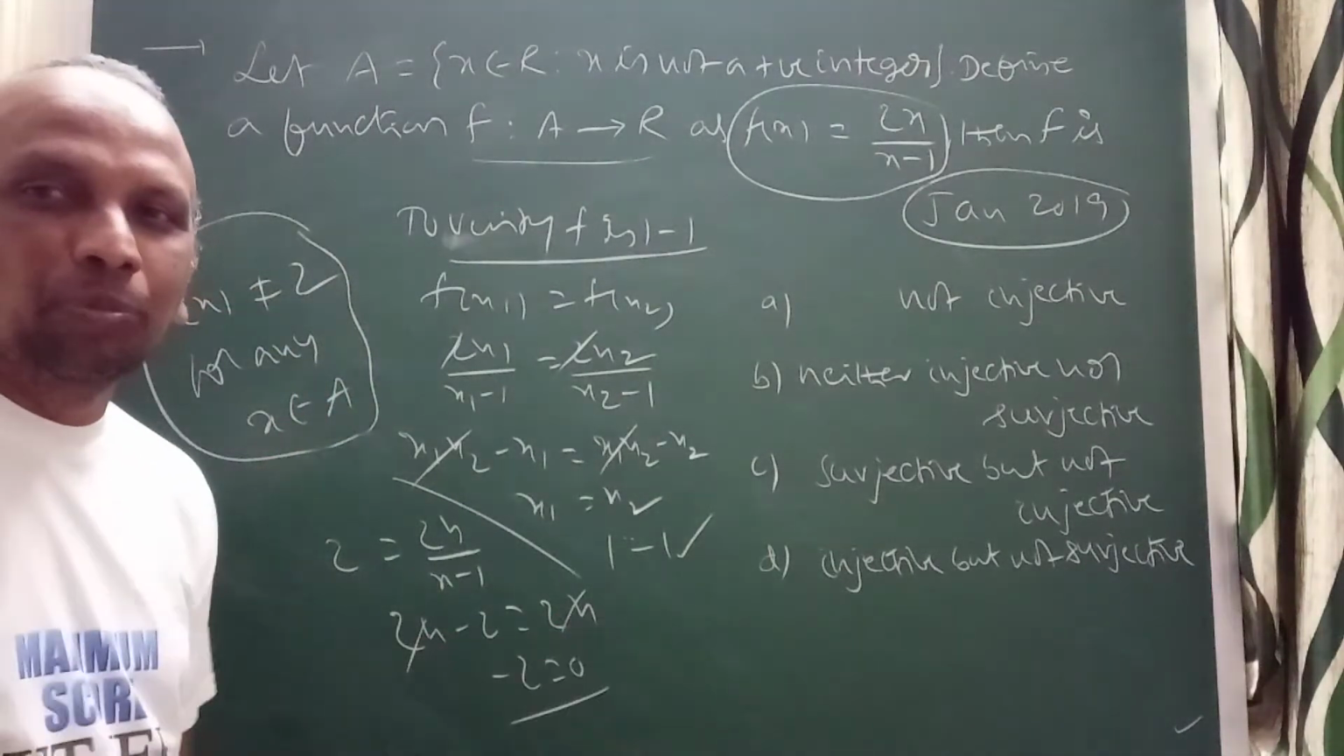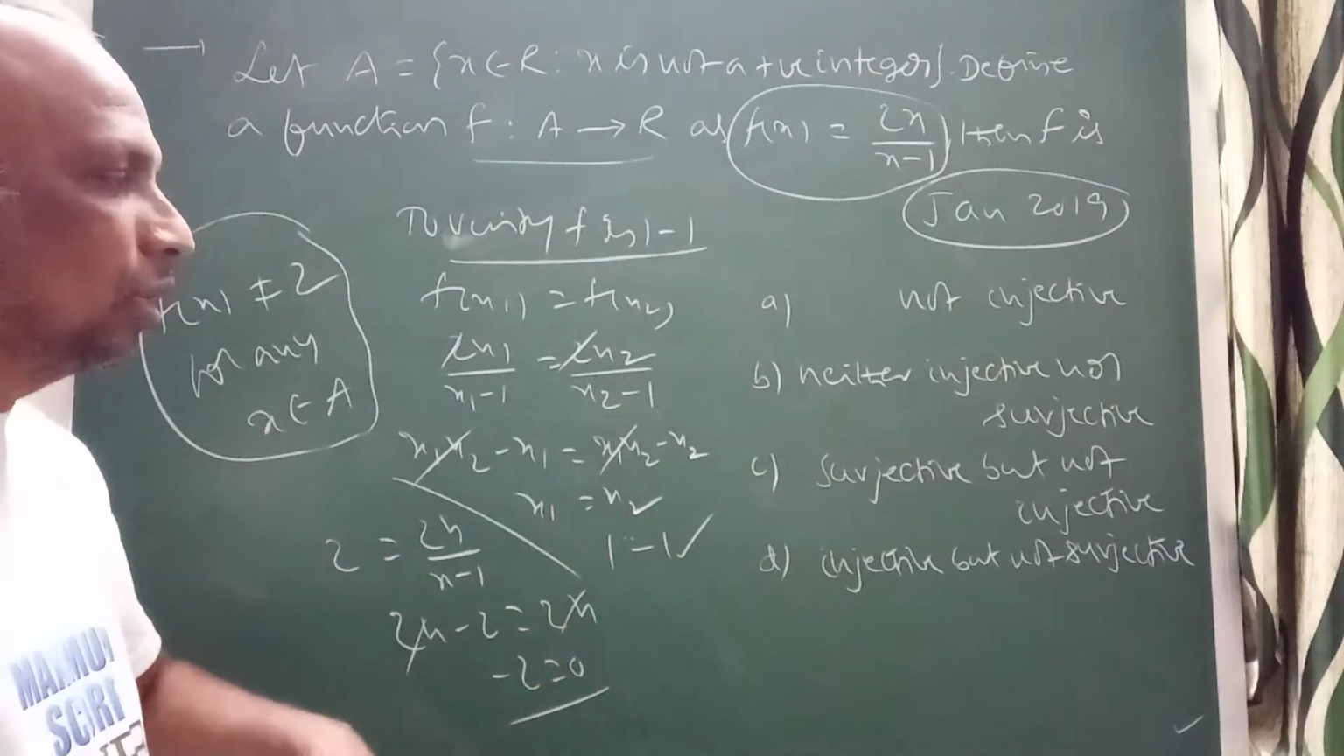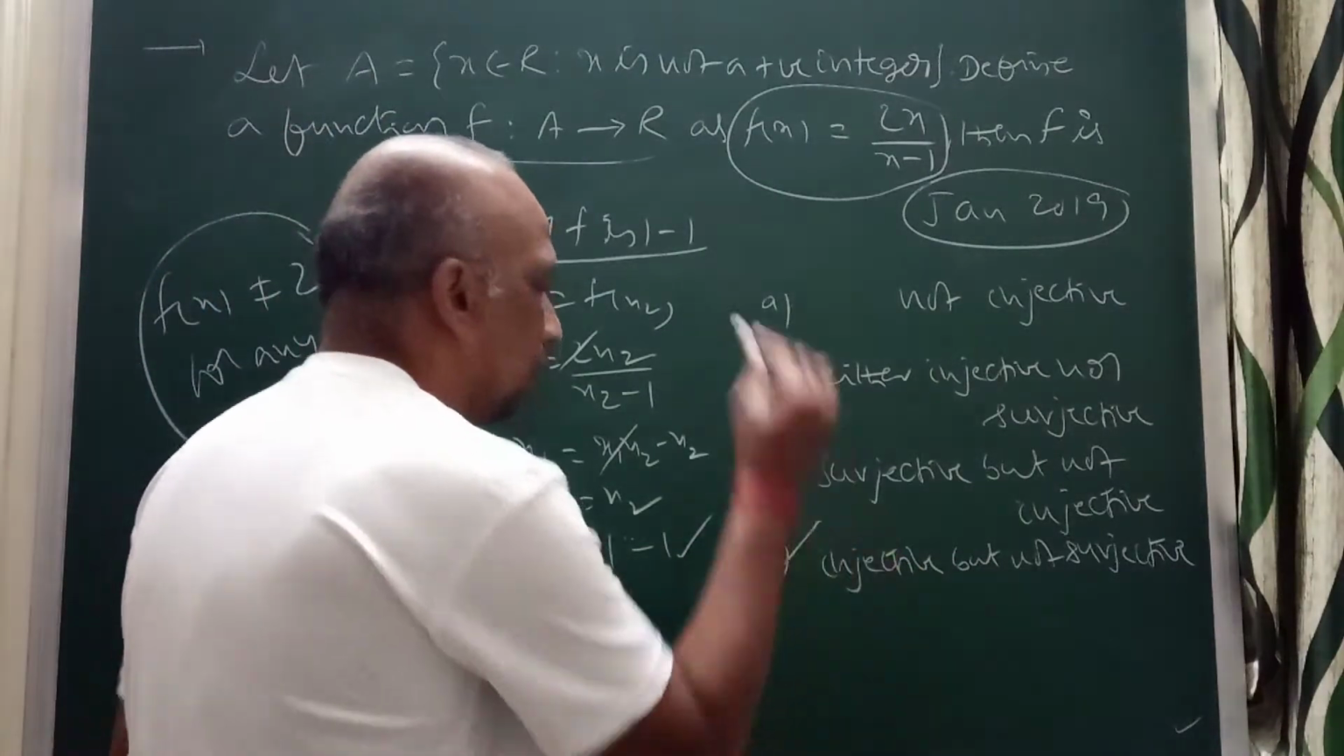It is not onto. So it is not surjective. It is only 1-1, not surjective, right? So this will be injective but not surjective. Option D is your answer.